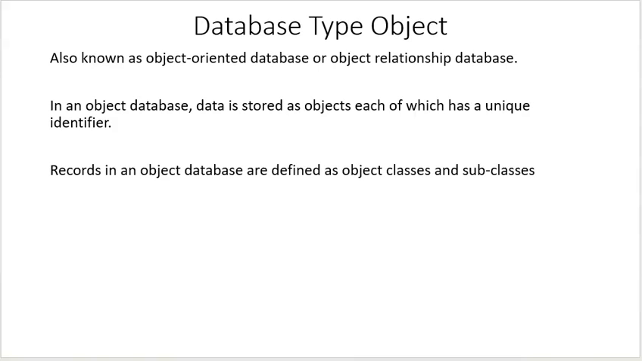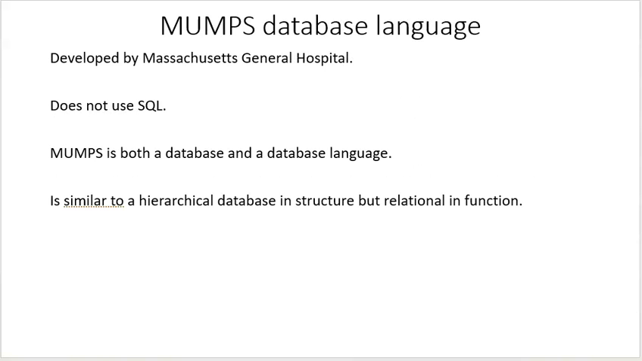Depending on what application you're working with, you may want to choose between a relational type database or an object-oriented database. And don't worry, you will never have to figure that out. The PACS systems all know what sort of database they want, and the vendor will put that all together for you. You won't have to figure that out, but you do need to know it for the certification exam. Records in an object database are defined as object classes and subclasses. Again, that's almost like that Windows directory structure.